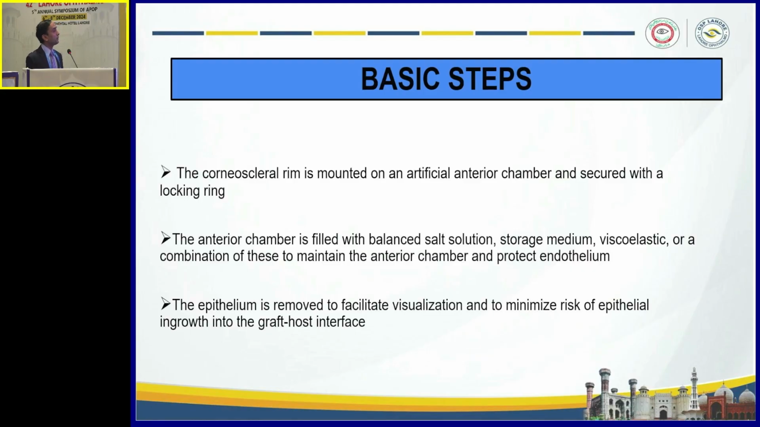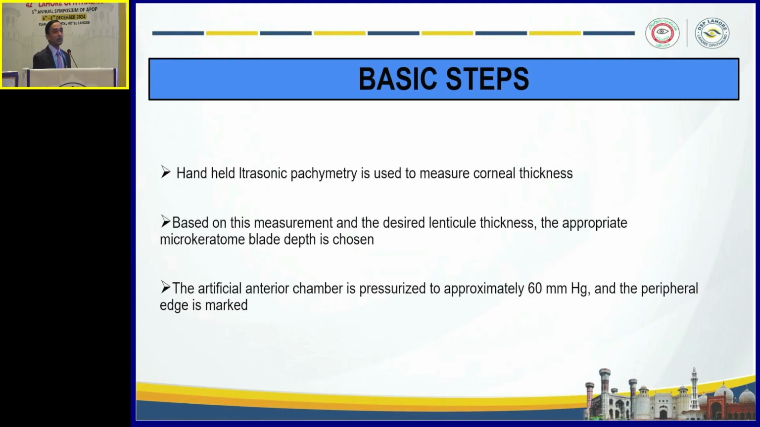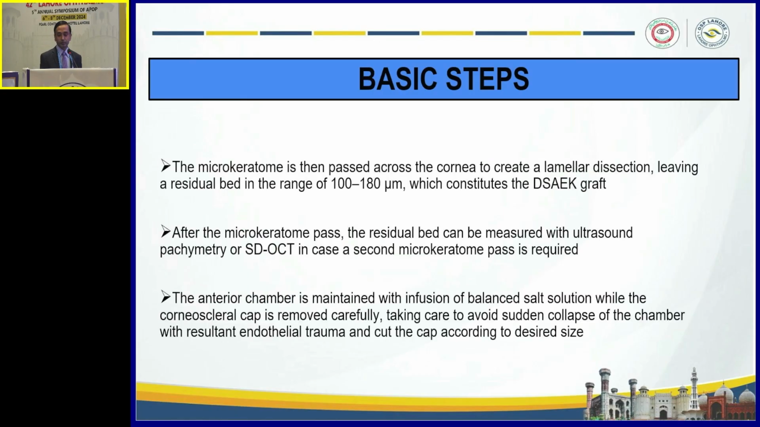The basic steps. One important aspect is when you mount it on the artificial anterior chamber, you need to pressurize the anterior chamber to 60 millimeters of mercury, and that is achieved by giving a height to the infusion bottle of around 120 centimeters, and then you can clamp the cannula 50 centimeters away from the artificial anterior chamber.